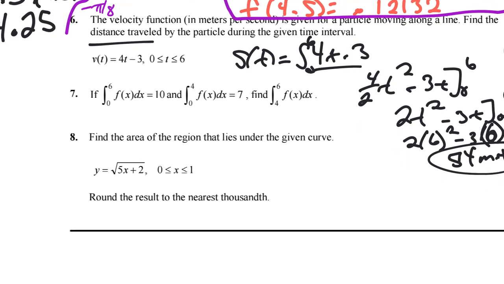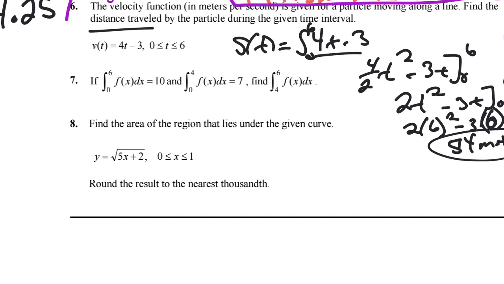All right. Next one. This one's fun. This is another easy one. This is 0 to 6 is 10. 0 to 4 is 7. So what would 4 to 6 be?